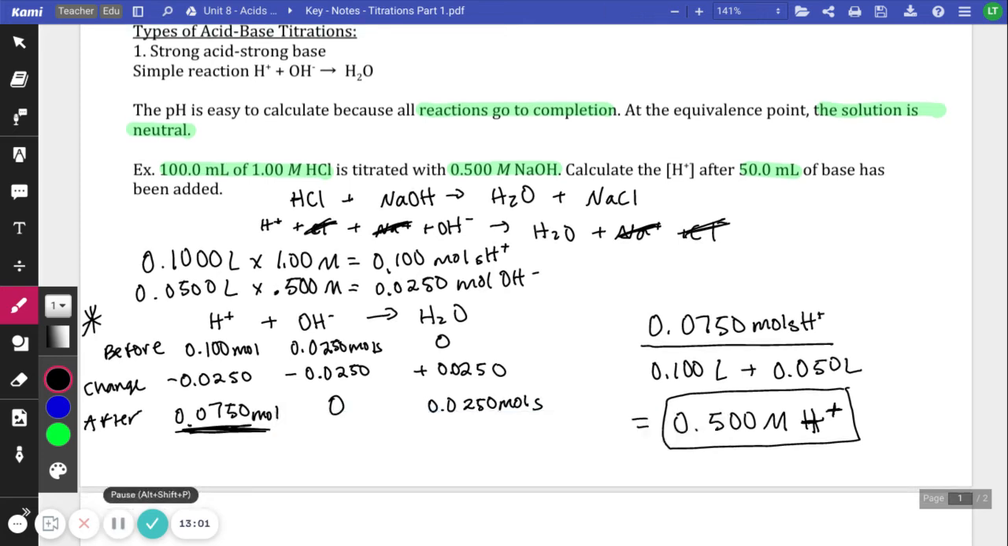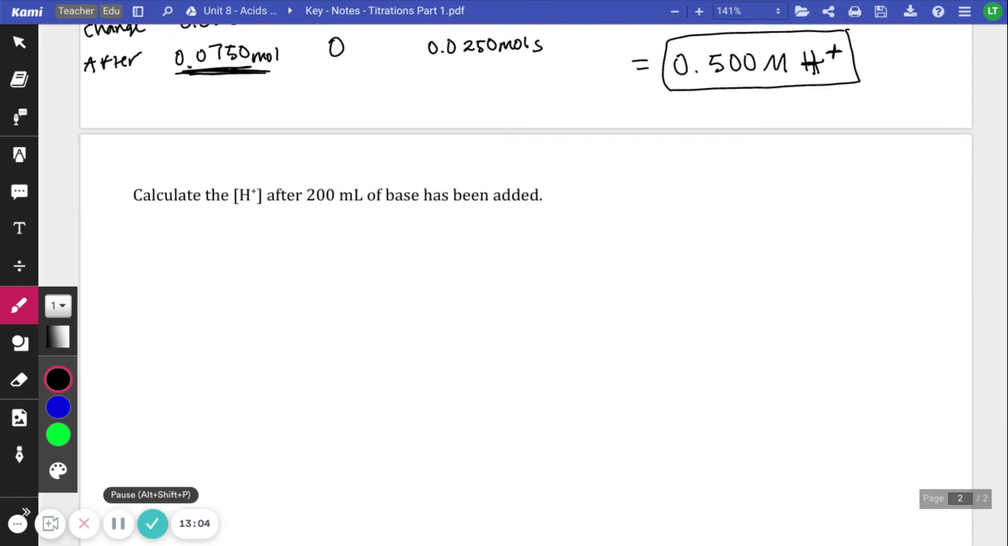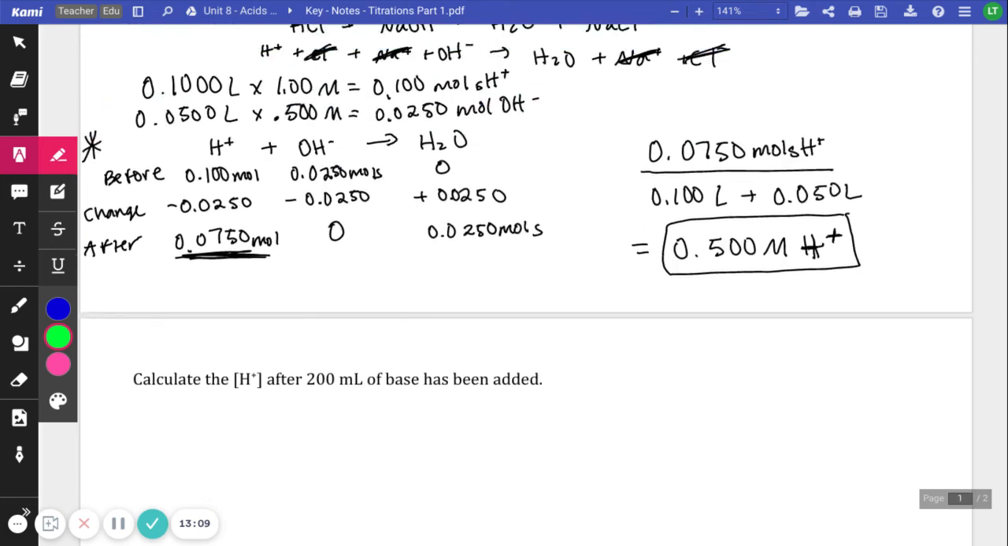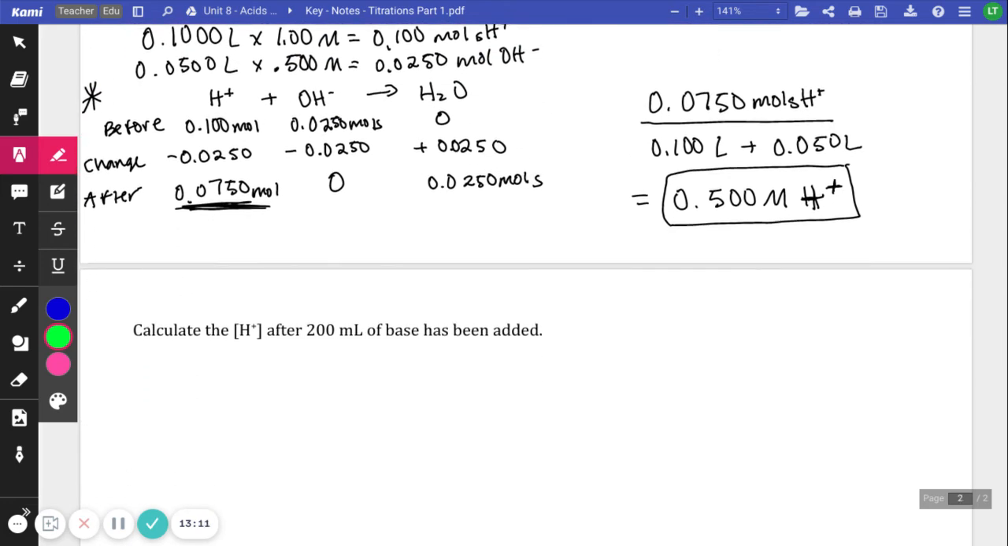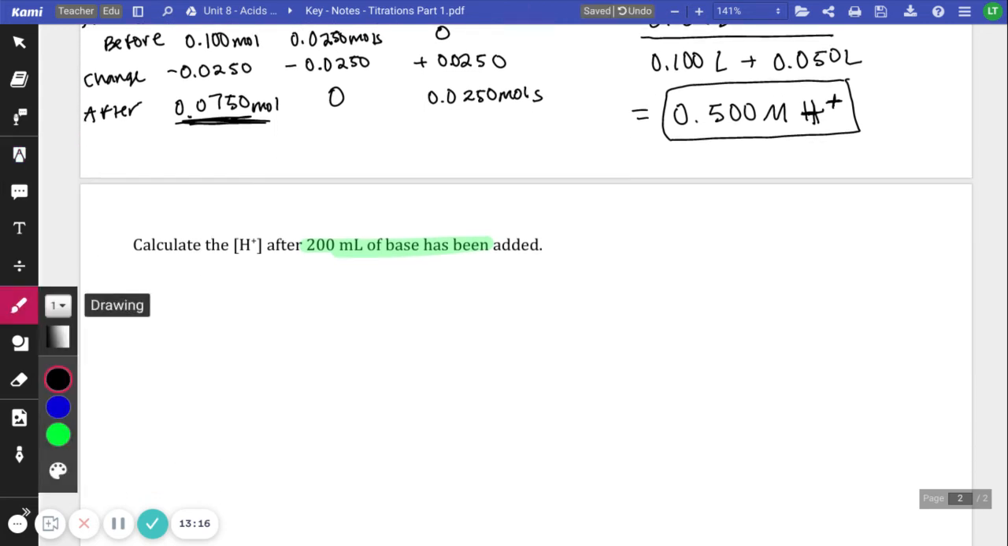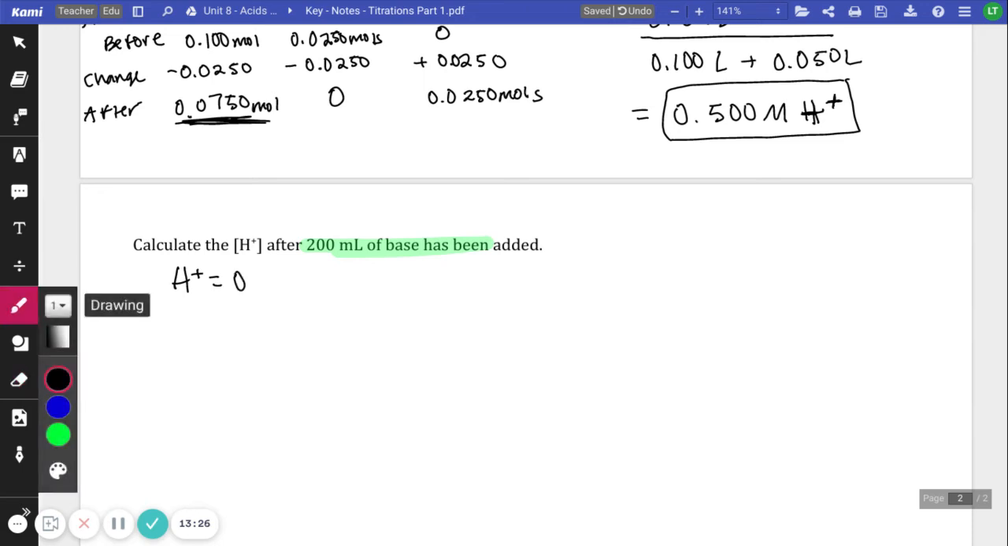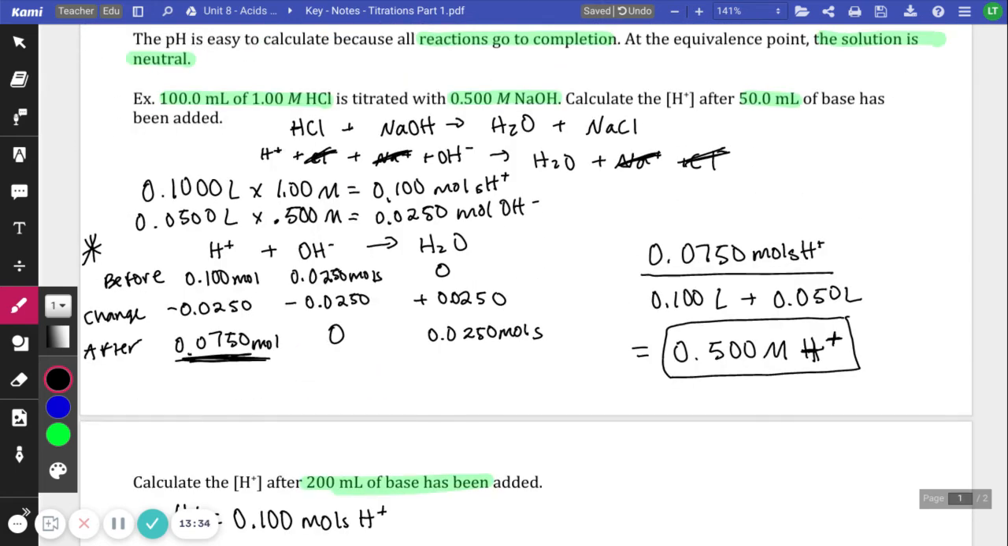All right, let's do the next one. So kind of going off the same problem, let's calculate the H plus instead of after adding 50 milliliters of base. Now let's do it with 200 milliliters of base added. So we should already know our hydrogen. From our first one, we had 0.100 moles of hydrogen. Again, just got that from our first problem. We're not changing our hydrogen concentration because that's what we've got.